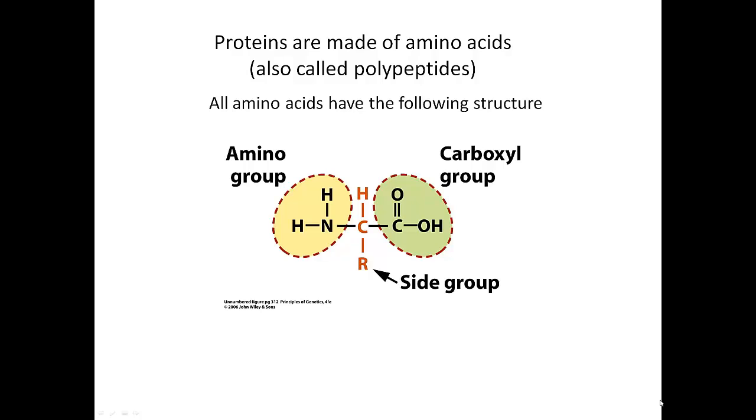This video will be on protein structure and on some historic experiments that looked at how proteins are encoded. So proteins are made up of amino acids. They're also called polypeptides, and all amino acids have the same basic structure. So they have an N followed by two C's.